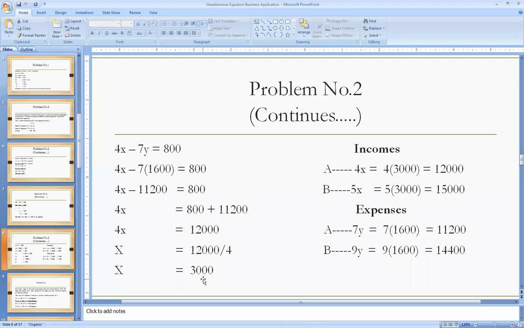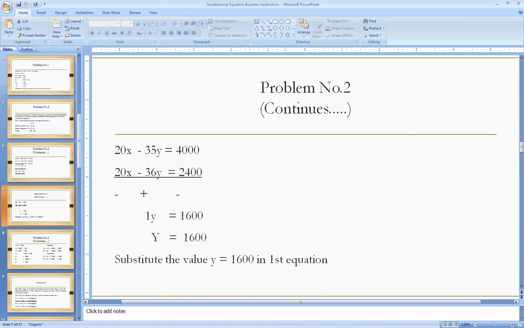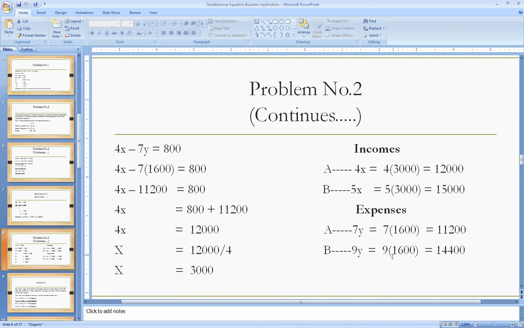So this is how we calculated the income and expenditure values. We have not yet calculated the incomes and expenses of both. Only the individual variable values we found out. The income variable x is 3000, and the expenditure variable y we found earlier is 1600. Now what we need to calculate is the incomes and expenses.